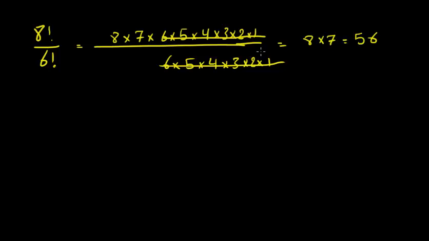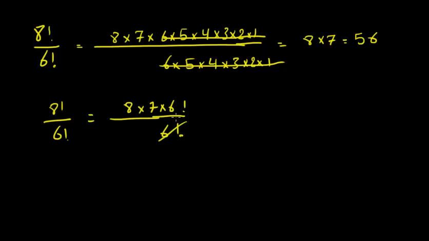which equals 56, right? Also, we can write 8 factorial divided by 6 factorial as 8 times 7 times 6 factorial divided by 6 factorial. Then we cancel out 6 factorial and we have 8 times 7, which equals 56. So we covered the basic concept of factorial.